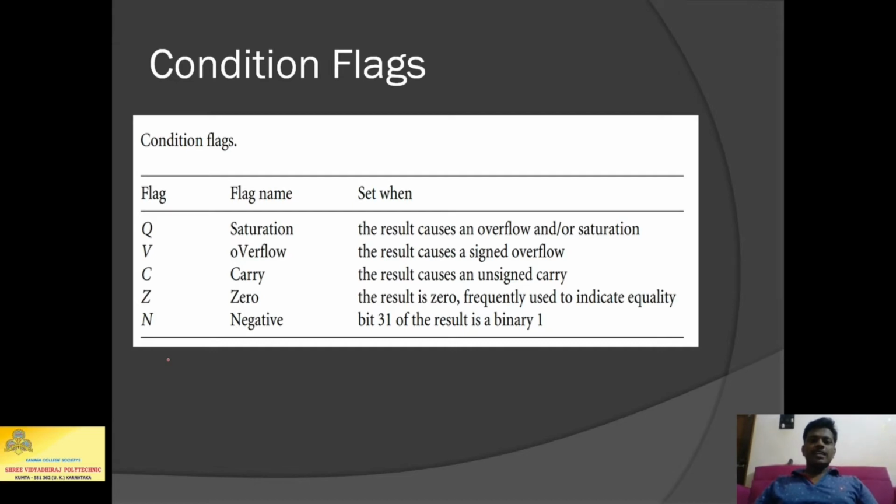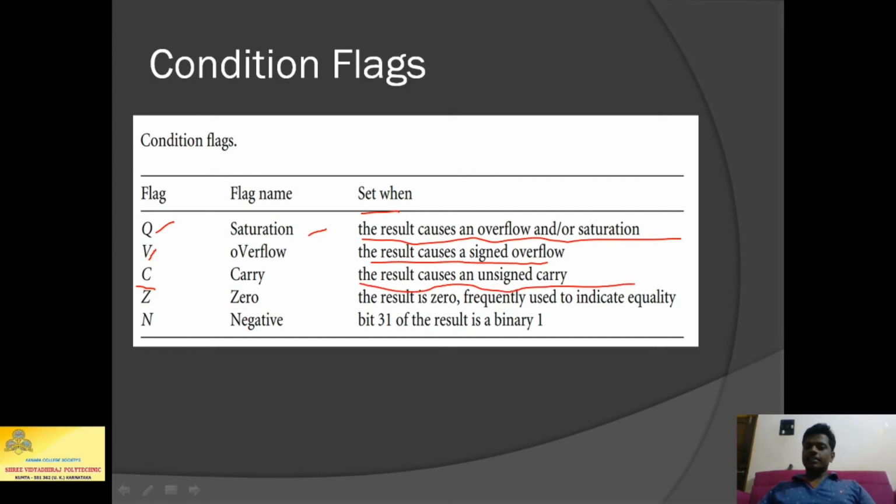We have the next slide, conditional flags in the CPSR. As I said, the Q flag is for overflow, that is saturation, as we also call it. This Q flag will be set when the result causes an overflow or a saturation. Fine. V is overflow; it will be set when the result causes signed overflow. We have carry C; it will be set when the result causes an unsigned carry.